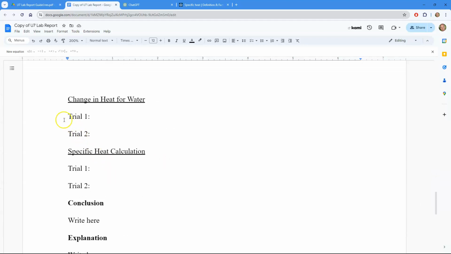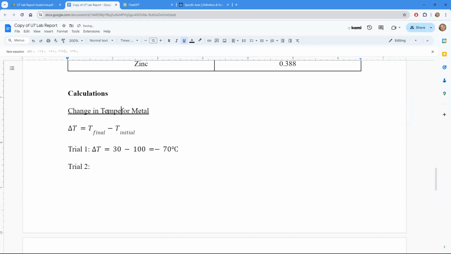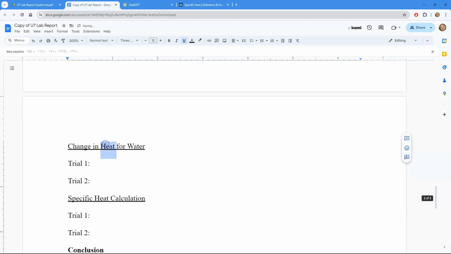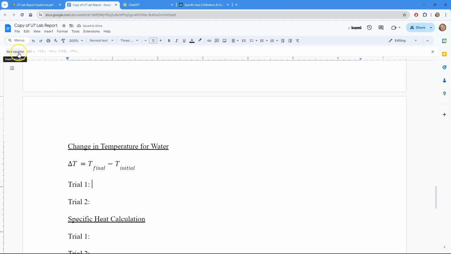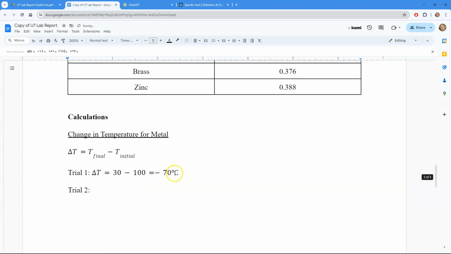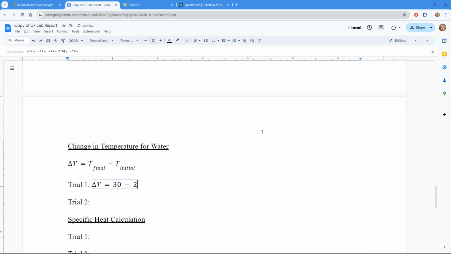I'm going to go down to the change in heat for water. Actually, that should be changed. Let's change that to temperature. There we go. All right. Same thing. I'm going to put my equation here first. So change in temperature equals final minus initial. And I'm going to show my work here. So new equation. So delta T equals, my final temperature was 30, and my initial temperature was 25. And again, I want to include my units on this.